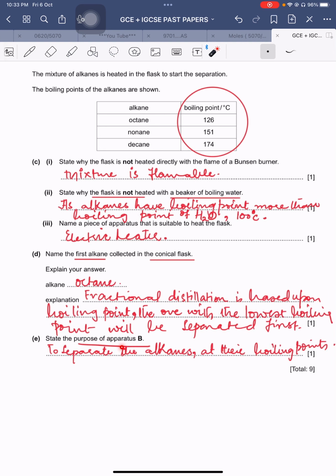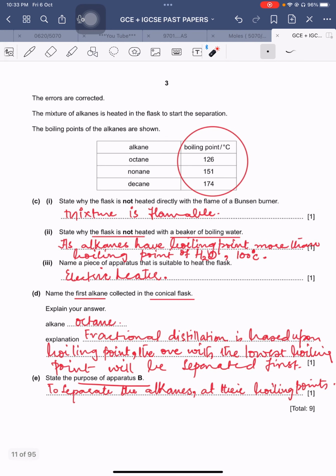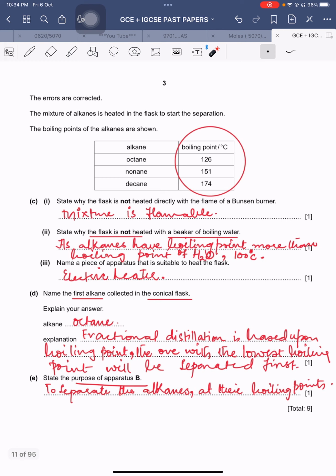State the purpose of apparatus B. So we have seen apparatus B. It is called a fractionating column. Okay, to separate all the alkanes at their boiling points. To separate the alkanes of close boiling points, where the values are close. To separate the alkanes at their boiling points, for a perfect separation.